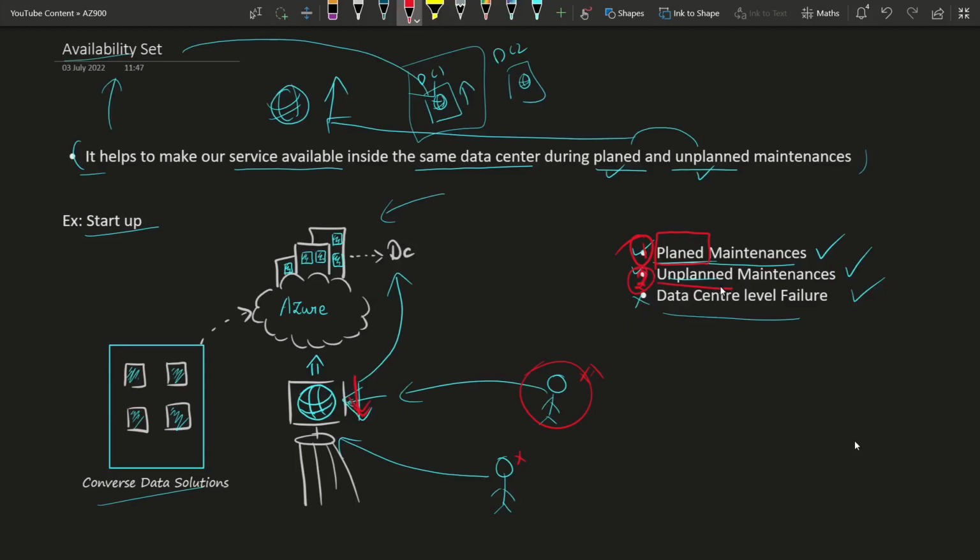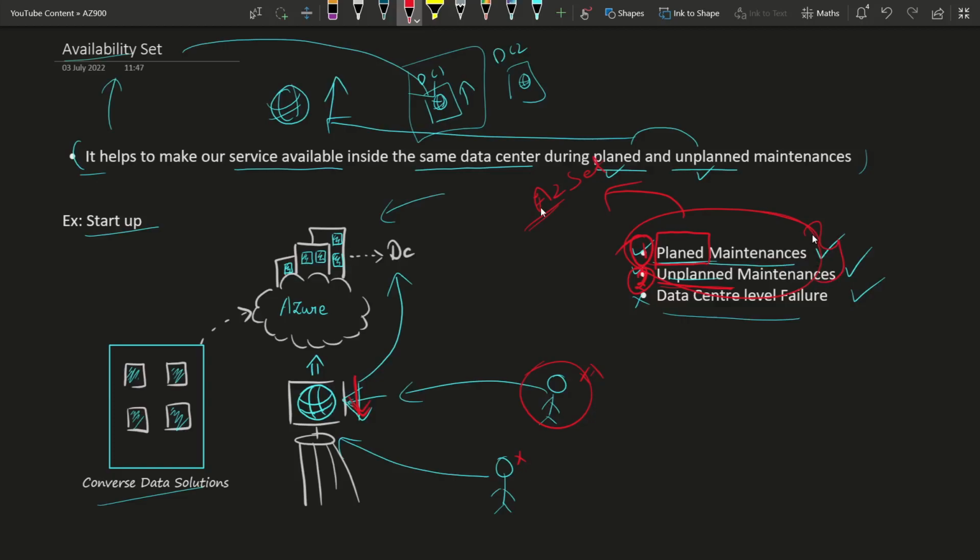This is unplanned maintenance. With unplanned maintenance, we don't know when this event will occur, when our network cable will be disconnected, or when the power outage will occur. We are not aware of those things, so it is called unplanned maintenance. With planned maintenance, they will know when our server will go down due to updating software or hardware. So these are the two problems. To overcome these two problems, Azure provides an option called availability set. We will see how availability set helps us to make our server available during these two problems.